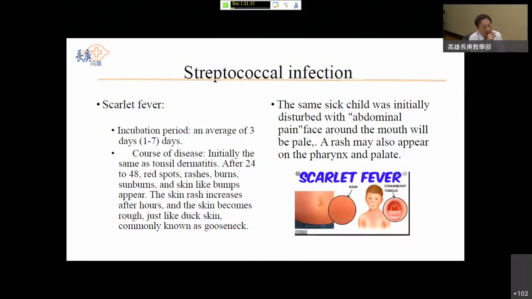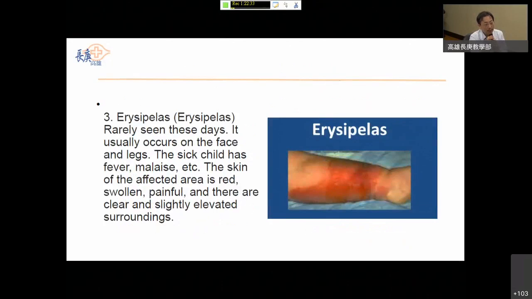In scarlet fever, besides the skin rash, the child may also present with abdominal pain. The area around the mouth will be pale, and some even have strawberry tongue. What do we mean by strawberry tongue? Everybody knows strawberry, right? It has reddish spots. So we can see reddish spots on a pale tongue. This is what we call a strawberry tongue. These are very typical pictures of streptococcal infection, scarlet fever.